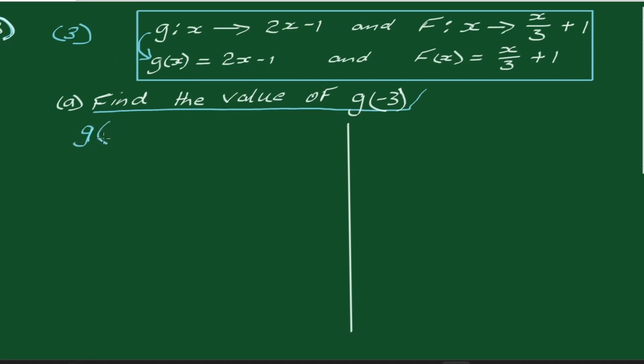So when x is equal to negative 3, find the value of this function when the input value is negative 3. So again, anywhere I see an x, I'm going to replace it with negative 3. 2 times negative 3 is negative 6, minus 1. This will give us negative 7. And that's our answer there.